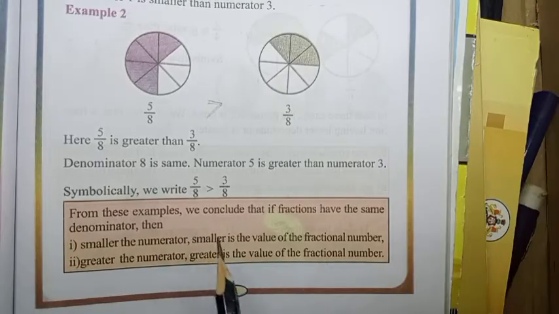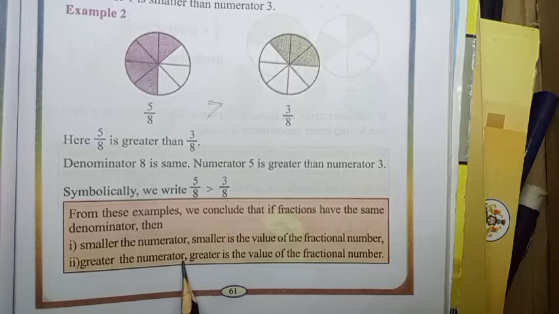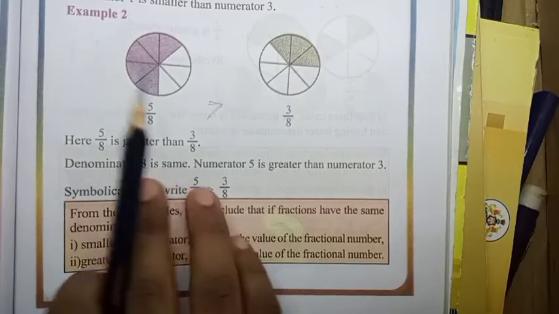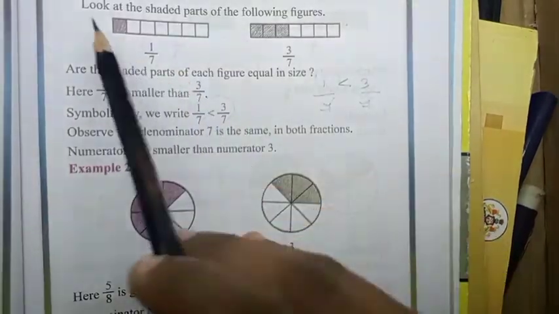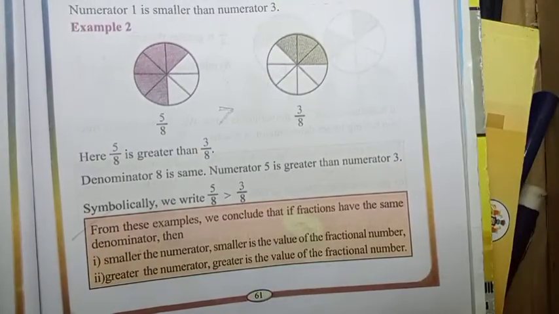From these examples, we conclude that if fractions have the same denominator, then smaller the numerator, smaller is the value of the fractional number. Greater the numerator, greater is the value of the fractional number. Okay, children, in the classwork, I want you to write comparison of fractions as the heading. Okay, then subheading is comparison of fractions having same denominators. And write these two examples including this note. Alright, let's go to the next one, that is page number 62.